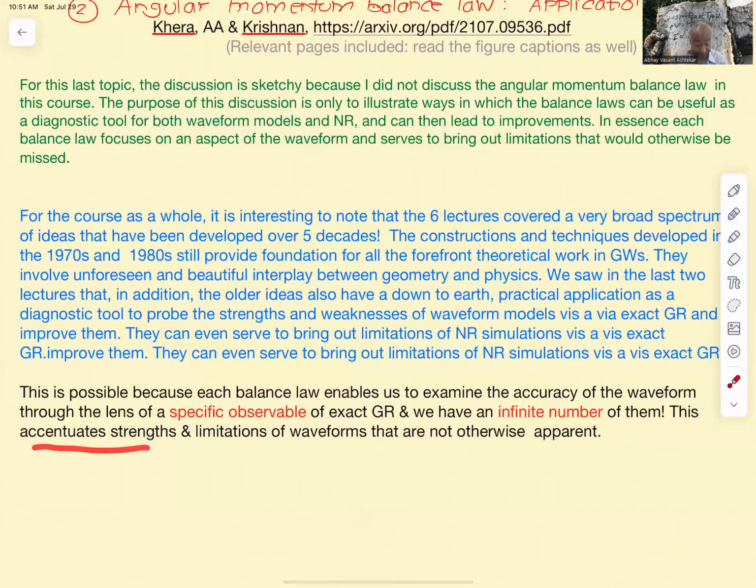This accentuates strengths and limitations of waveforms that are otherwise not apparent, because it's a usual thing, right? You look at it through a filter, through a lens of a given observable. We do that in quantum mechanics all the time. If you have a wave function, it may be very good for calculating energy, but it may be horrible for calculating angular momentum, for example. And then we improve that wave function. So the same thing is being done here.